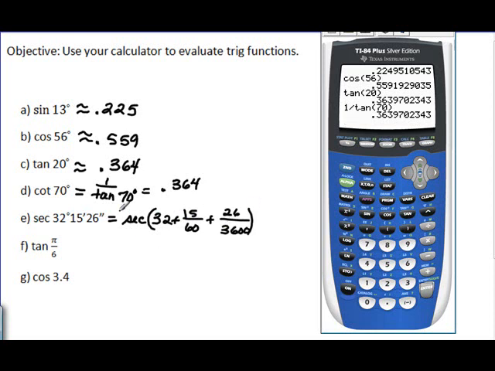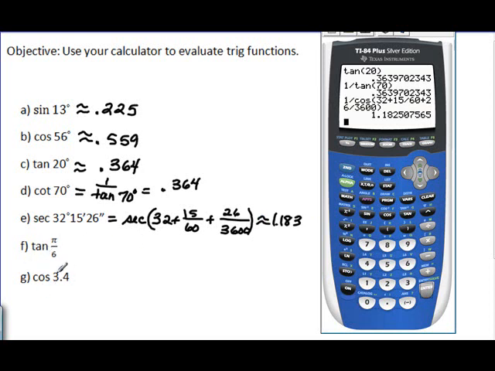Now, in addition to that, I've got to think about secant. How could I enter secant on the calculator? Secant is a reciprocal of cosine. So I'd have to do 1 divided by cosine of 32 plus 15 over 60 plus 26 divided by 3,600. Okay, so I get my answer to be 1.183.